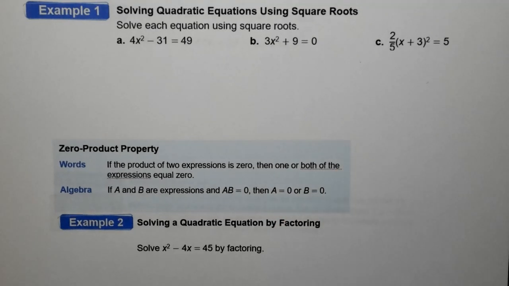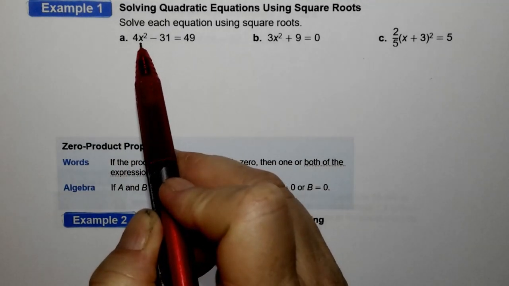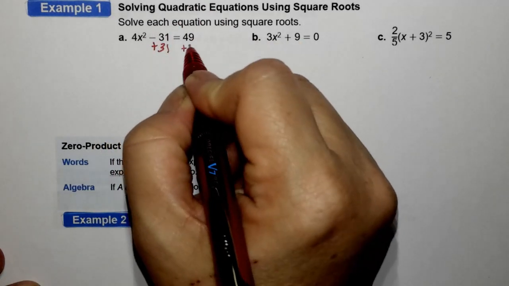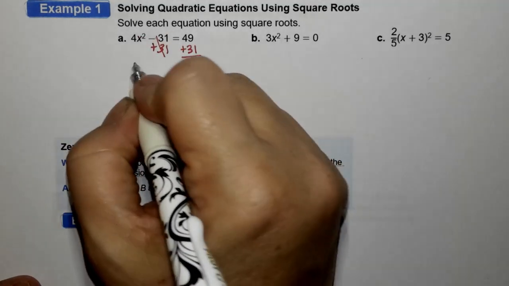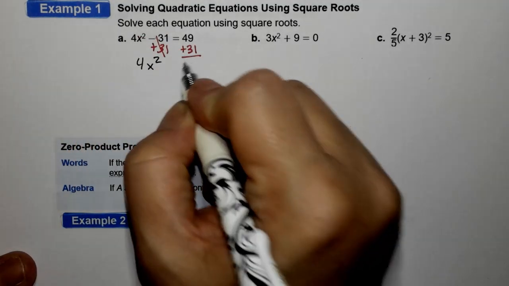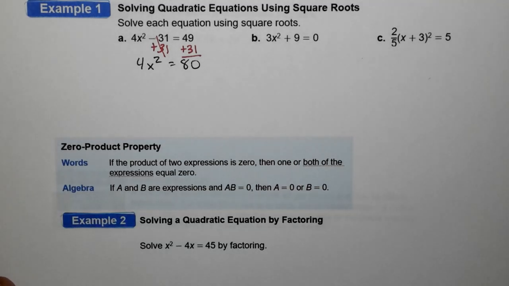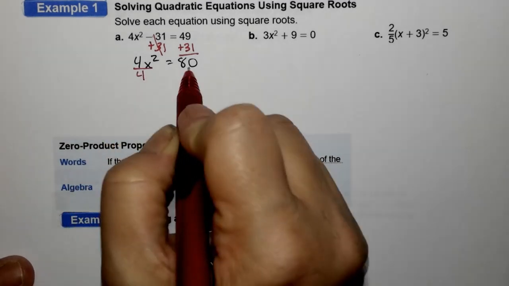So we're going to start with our first question, solving by using square roots. We're going to solve this just like we normally would an equation. Our goal is to get it to just x squared. In order to do that, I would need to add 31 to both sides. That would leave me with 4x squared on this side and 80 on that side. So I still need to get it down to x squared, so I need to get rid of the 4. I can do so by dividing.